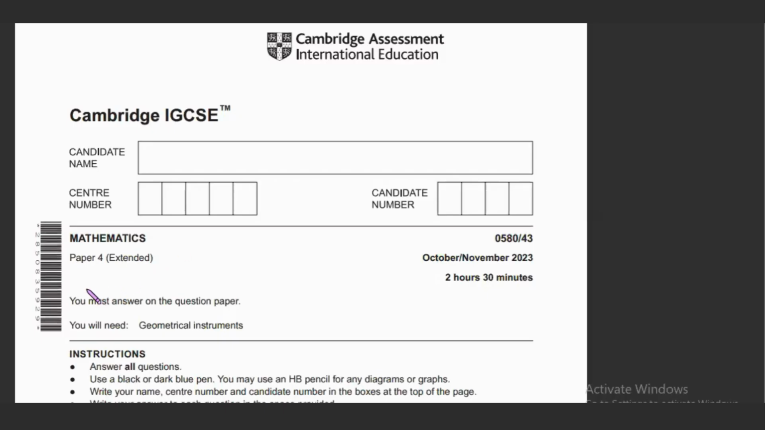Hello, we will now discuss paper 4 of variant 3 in the 2023 October-November series. So then let's get started with the first question.